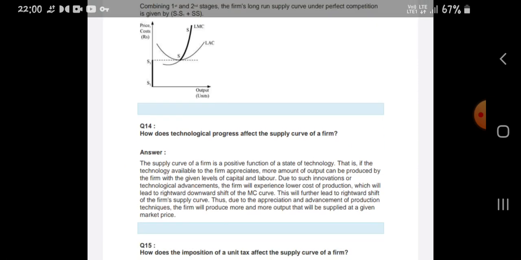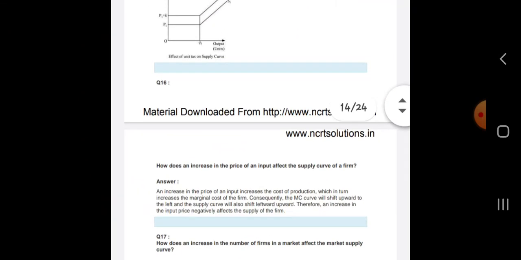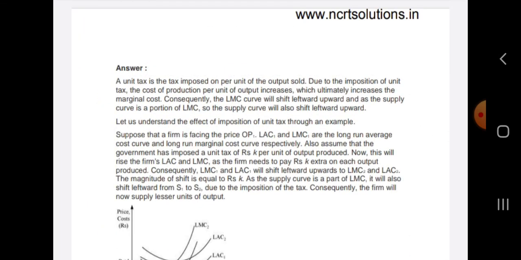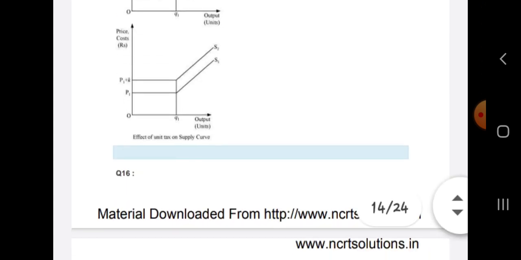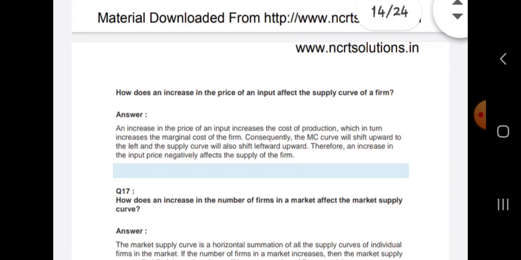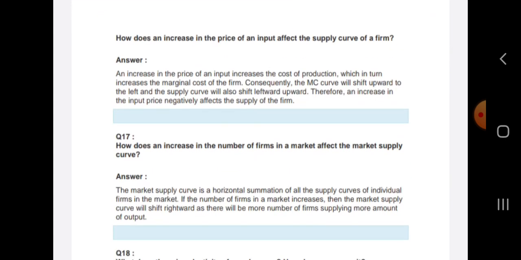So the next question is, how does the imposition of a unit tax affect the supply curve of a firm? A unit tax is the tax imposed per unit of output. Due to the imposition of a unit tax, the cost of production per unit of output increases, which ultimately increases the marginal cost, and consequently the MC curve will shift leftward and upward. As the supply curve is the portion of the MC curve, the supply curve will also shift leftward and upward.